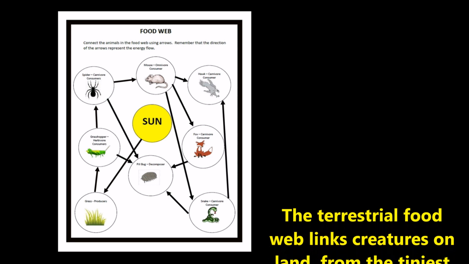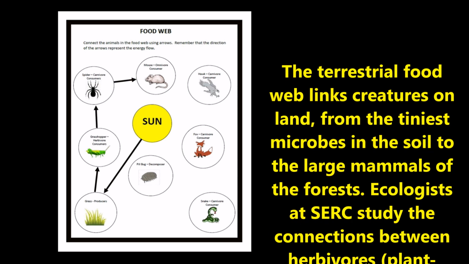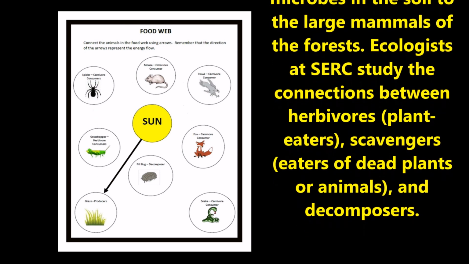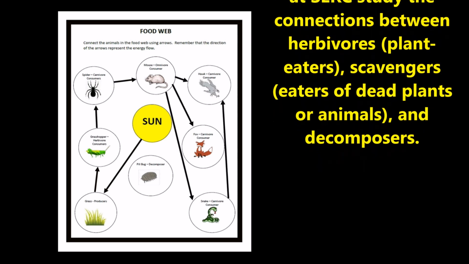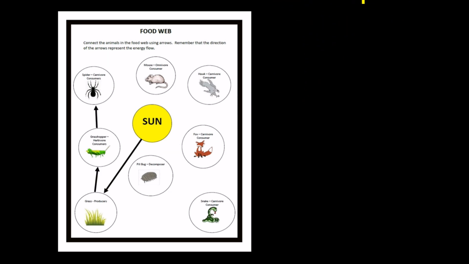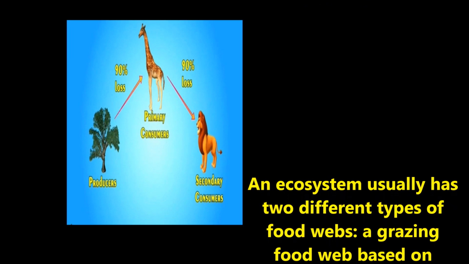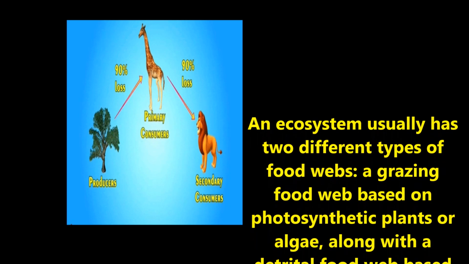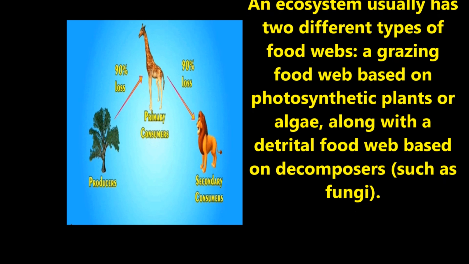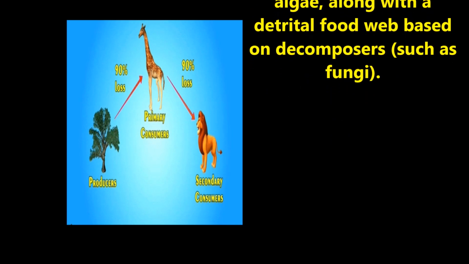The terrestrial food web links creatures on land, from the tiniest microbes in the soil to a large mammal of the forest. Ecologists study the connections between herbivores, scavengers, and decomposers. An ecosystem usually has different types of food webs: a grazing food web based on the photosynthesis of plants and algae, along with a detrital food web based on decomposers such as fungi.